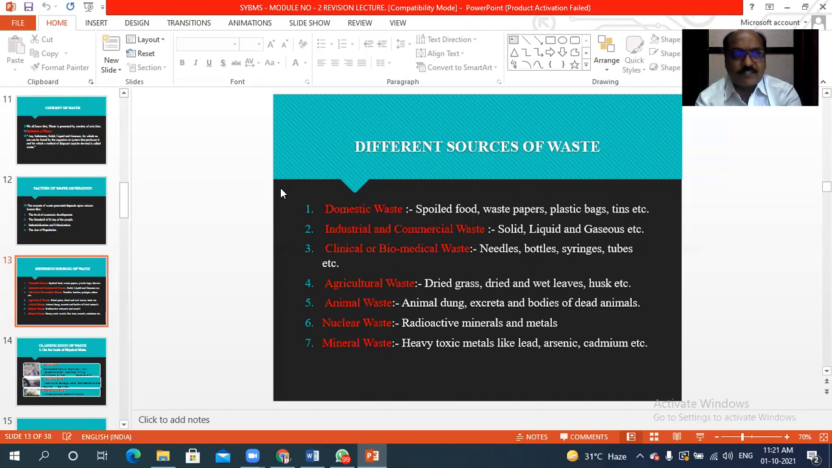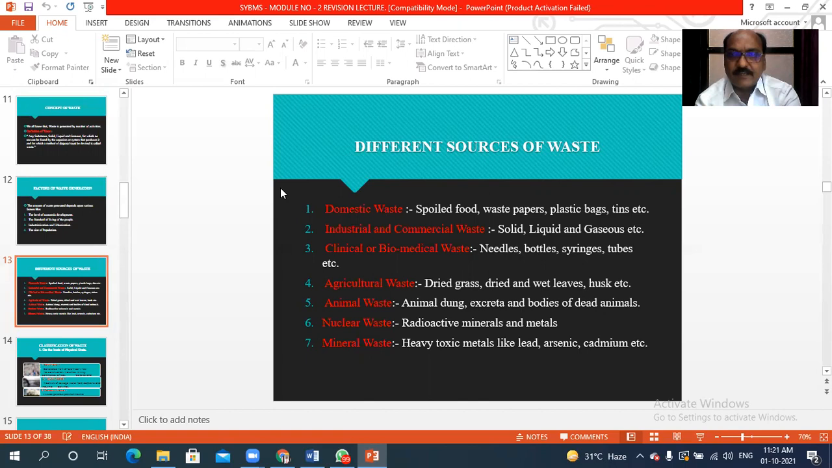Then industrial and commercial waste, particularly from industrial and commercial areas. 3 types of waste are generated there: solid waste, liquid waste, and gaseous waste. Okay. Then clinical or biomedical waste. So particularly, dear students, from the clinical and biomedical areas, the medical sector. Needles, bottles, then syringes, then glass tubes. That kind of material becomes waste.